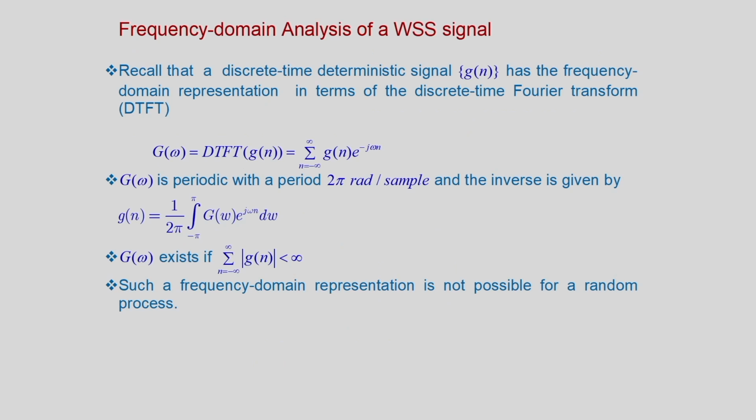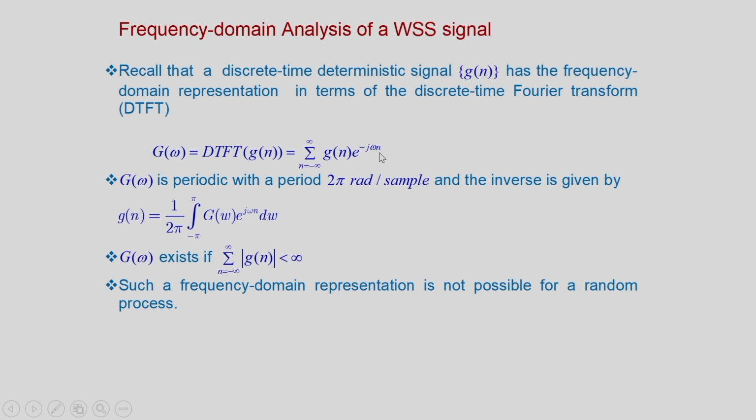Frequency domain analysis of a WSS signal. We know that in deterministic signal processing, frequency domain analysis plays an important role. We will see if a similar representation is possible for a WSS signal. Recall that a discrete time deterministic signal g n has a frequency domain representation in terms of the discrete time Fourier transform, DTFT. If g n is the signal, then its DTFT is given by the summation of g n e to the power minus j omega n, going from minus infinity to plus infinity. This is the definition of the discrete time Fourier transform, and it is denoted by capital G of omega.